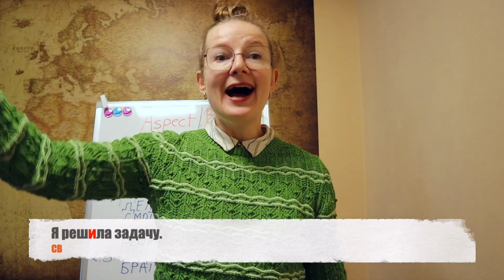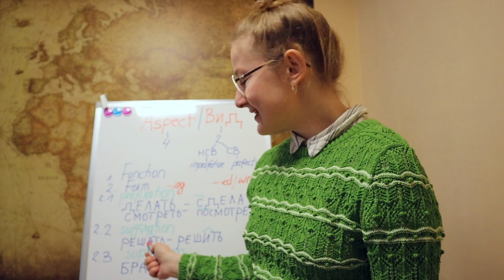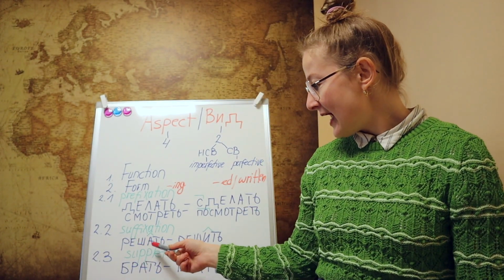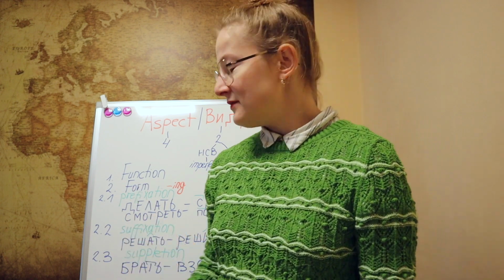2 times 2 equals 4, right? I am solving a task. 2 times 2 equals 4. Я решила задачу. I have solved the task. That was really hard. Okay, so what happens here? We've got the suffix "a" in the case of решать and the suffix "и" in the case of решить. Okay, so I think one example is more than enough for the purpose of today's video.